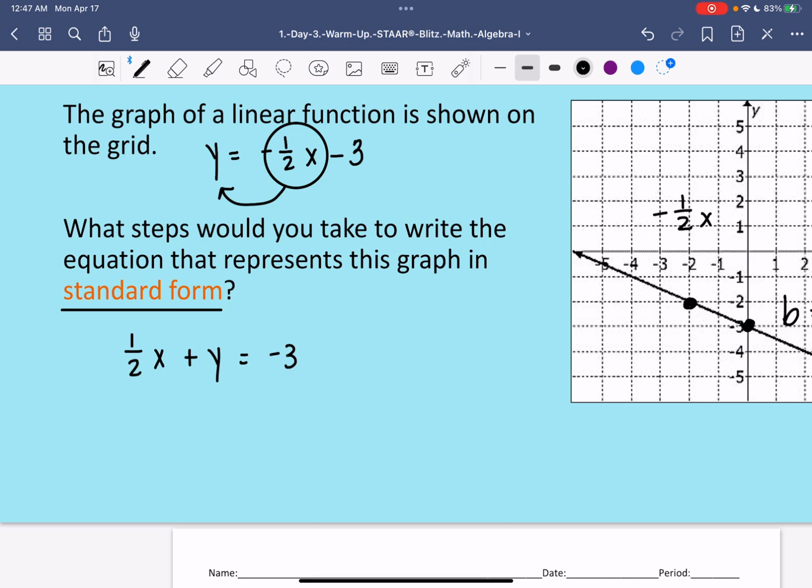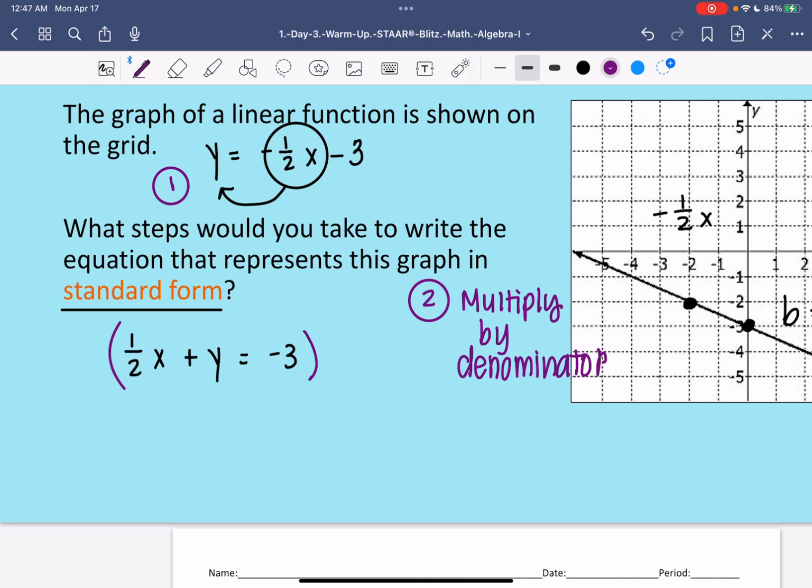So if this number was negative, like when you move the x and it ends up being negative, you would need to multiply by a negative number. But because it's positive, you multiply by a positive number. And so remember, step 1 was to move it. Step 2 is to multiply by the denominator. So because the denominator is 2, we're going to multiply by the 2.